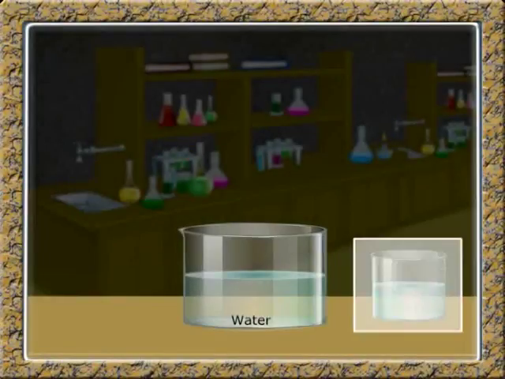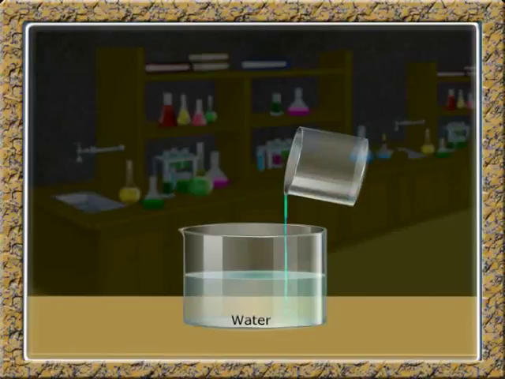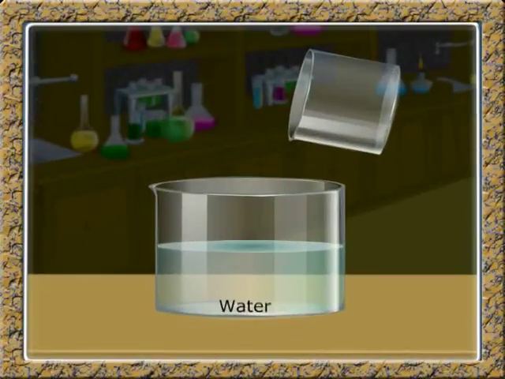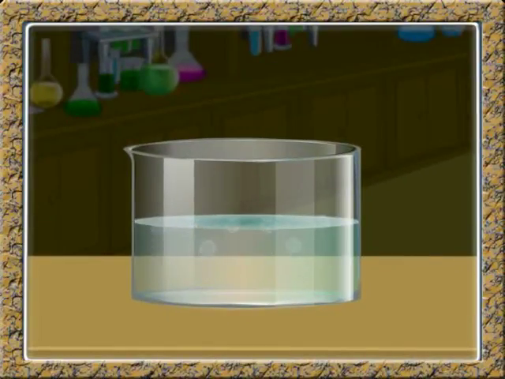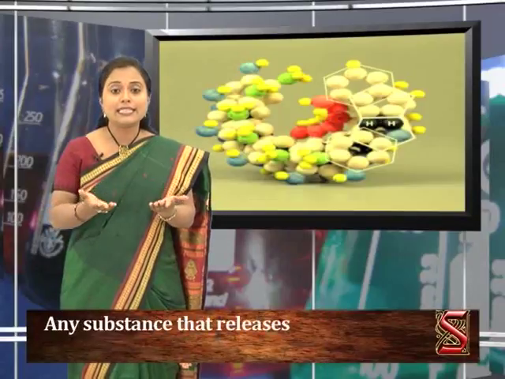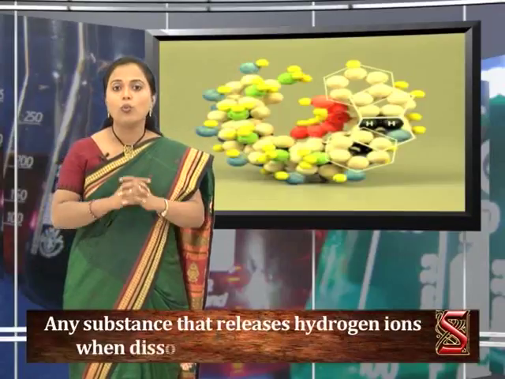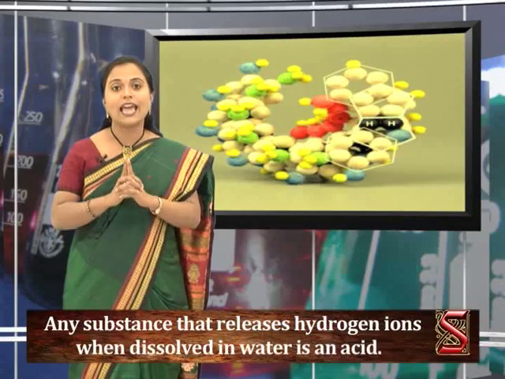Take any solution and dissolve it in water. We can observe the release of hydrogen ions from the solution. So, in this way we can say that the solution we have taken is an acid. Any substance that releases hydrogen ions when dissolved in water is an acid.